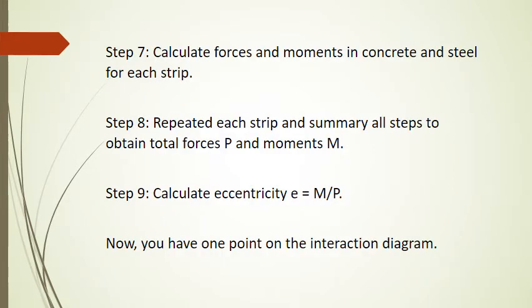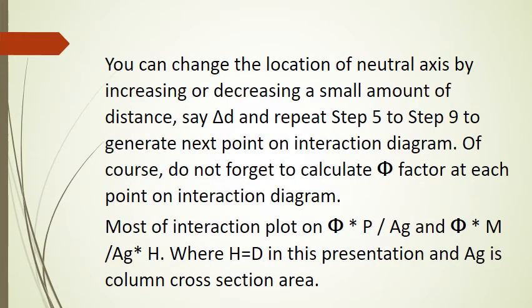Step 7. Calculate forces and moments in concrete and steel for each strip. Step 8. Repeat for each strip and sum all to obtain the total force P and moment M. Step 9. Calculate eccentricity e equals M divided by P. Now you have one point on the interaction diagram. You can change the location of the neutral axis by increasing or decreasing a small distance, say delta d, and repeat step 5 to step 9 to generate the next point on the interaction diagram. Of course, do not forget to calculate the phi factor at each point.